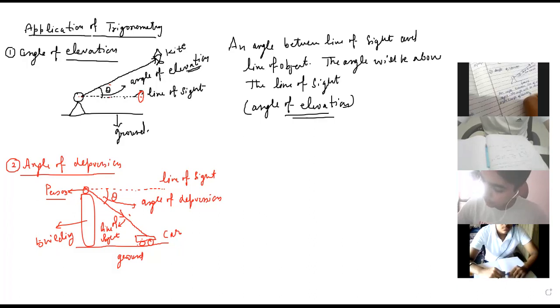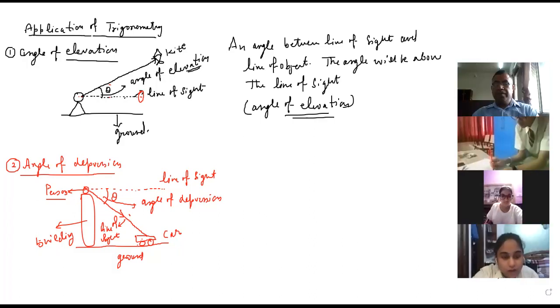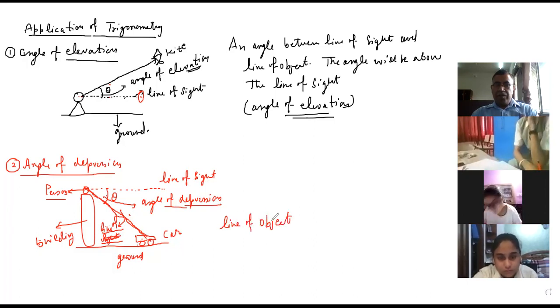What you have just written at the side of the car? This is line of sight. ये देखिए ना, ये जो पर्सन से कार की तरफ आ रहा है ये वाली लाइन, दिस इज कॉल्ड लाइन ऑफ साइट. And this theta is angle of depression. And this dotted line is line of object, not sight. This is line of object. This is line of sight.